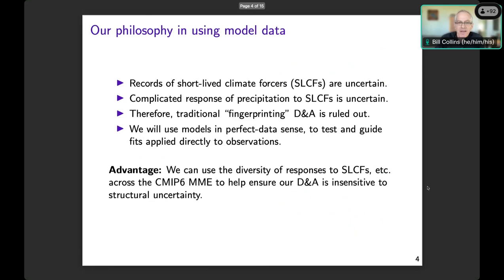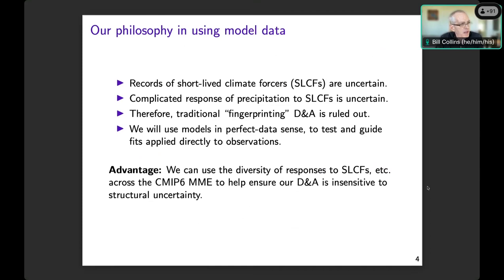So our philosophy in using model data is that the challenge that we face, and we've discussed this already, is that the records of short-lived climate forcers are highly uncertain. And the complicated response of precipitation to short-lived climate forcers is also highly uncertain because it includes both direct radiative forcing as well as aerosol-cloud interactions. I will come back to this third point later.